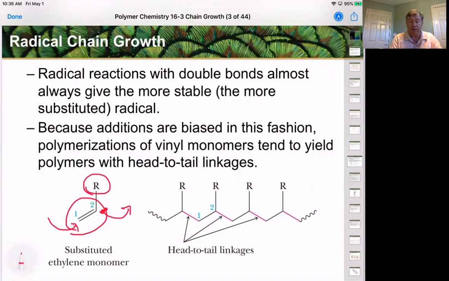This new radical will then react with the least substituted side. So we end up with this very regular system where the head of the one radical reacts with the tail of the alkene, and it continues and continues, and we end up with what we call a head-to-tail linkage. And it's very regular. It always links head to tail, head to tail, head to tail, because we're always generating the more substituted radical in the reaction.